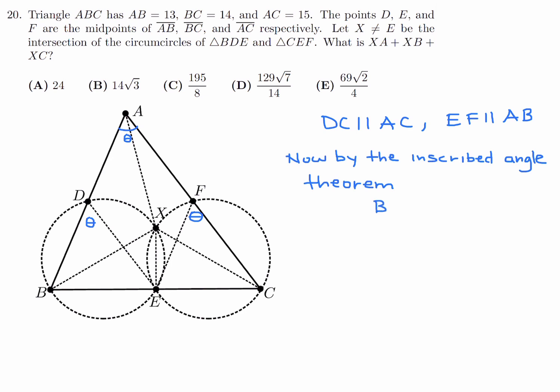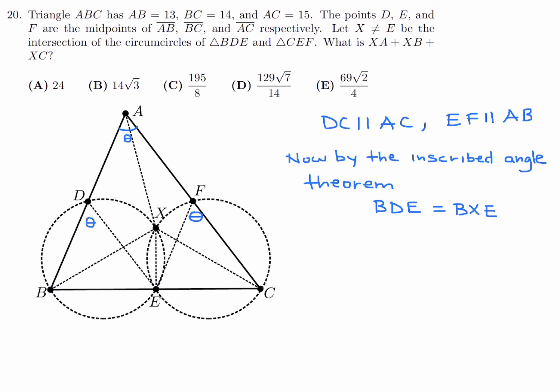Angle BDE is equal to BXE, and I will explain why. First of all, where is BDE? BDE is right here, and that's the same as BXE. Why is that? The reason is because both of those angles subtend from the same 2 points. Those 2 points are BE.